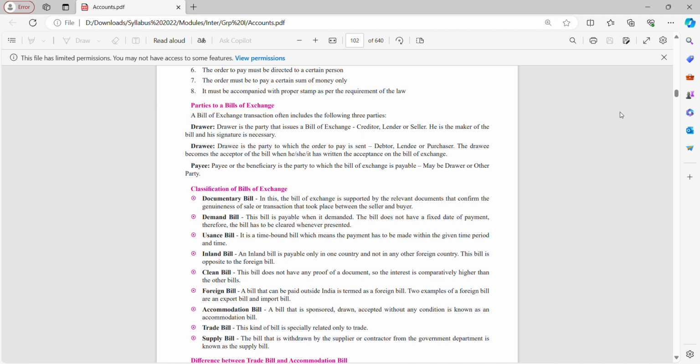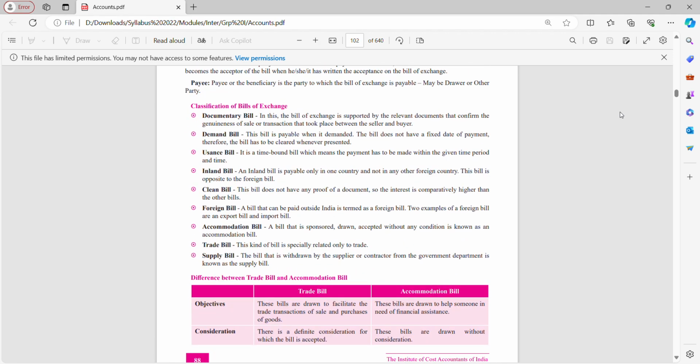Then we have classifications of bills of exchange. Again, very important. Documentary bill, demand bill, usance bill, inland bill, clean bill, foreign bill. So they have given you a list of bills. They can ask you in the form of fill in the blanks, in the form of one word, in the form of a one-mark question. What is a documentary bill? What is a trade bill? What is a supply bill? So these classifications are very important.